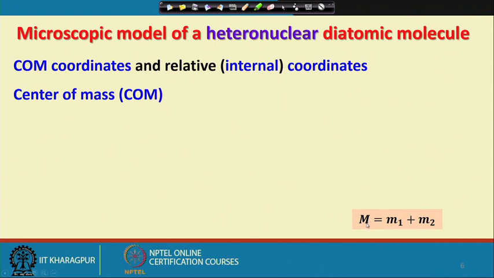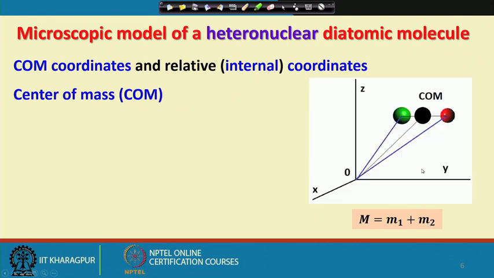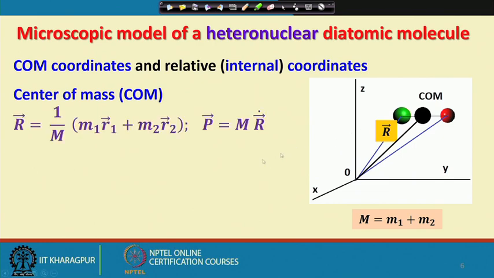So, let me define capital M as m1 plus m2, that is the total mass of the molecule, which is comprised of atom 1 having mass m1 and atom 2 having mass m2. Now, I understand that I can always define the center of mass, which is tentatively put here as a black ball, and the position vector of the center of mass can be assigned this notation capital R, where capital R by definition depends on small r1 and small r2, that is where these individual atoms are present, and what are their masses m1 and m2.